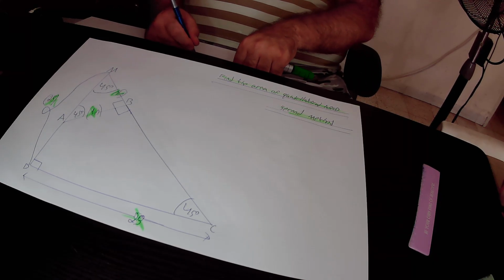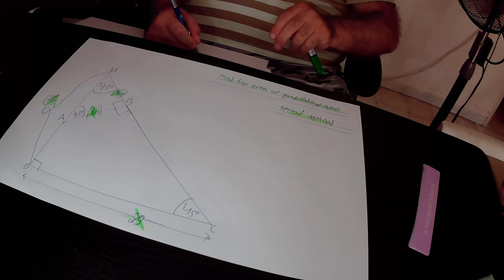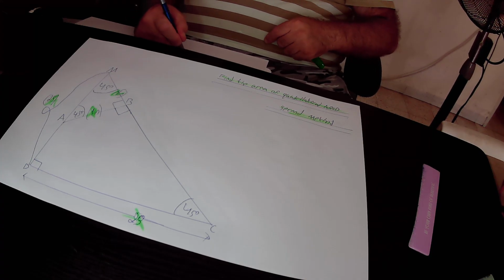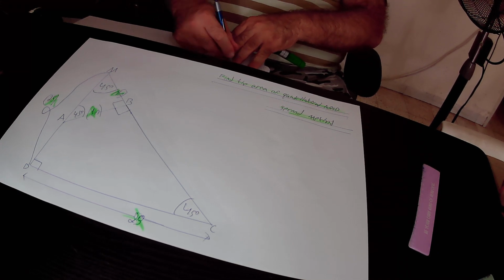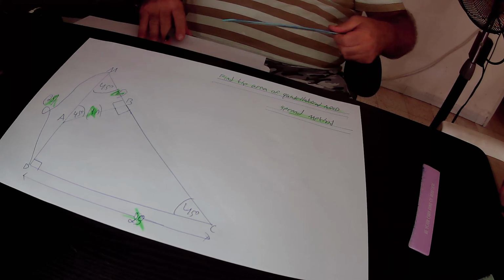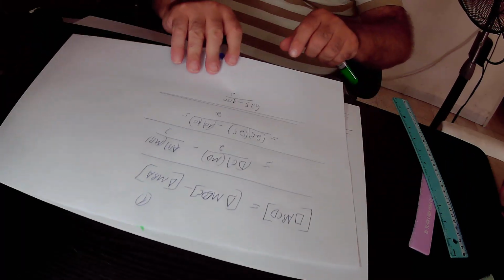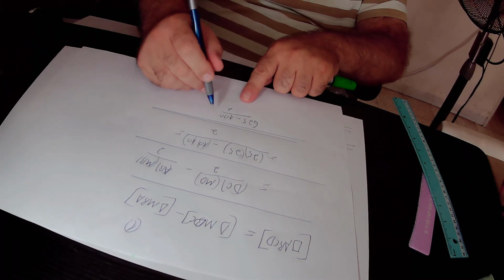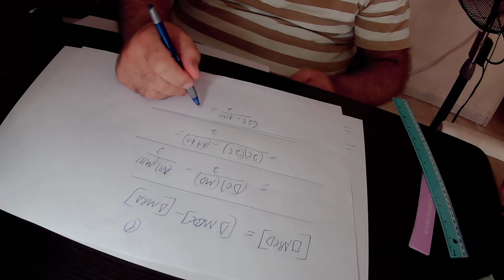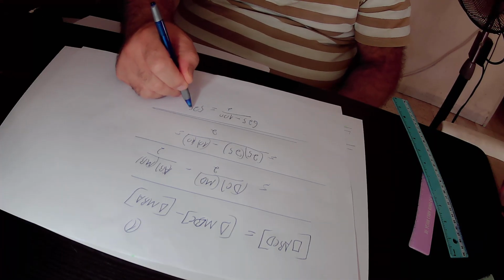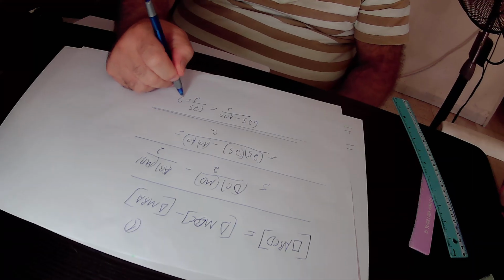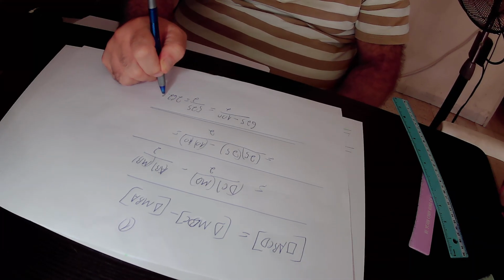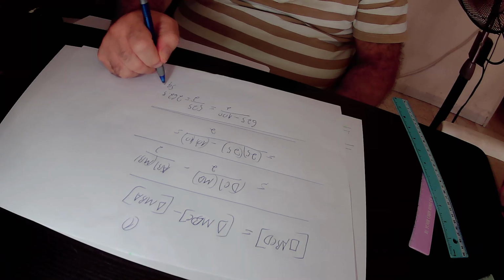25 squared is 625, minus 10 squared, which is 100, over 2. So in total, the area of this quadrilateral ABCD is equal to 625 minus 100 over 2. 625 minus 100 is 525 over 2. 525 over 2 is 262.5 square units in size.